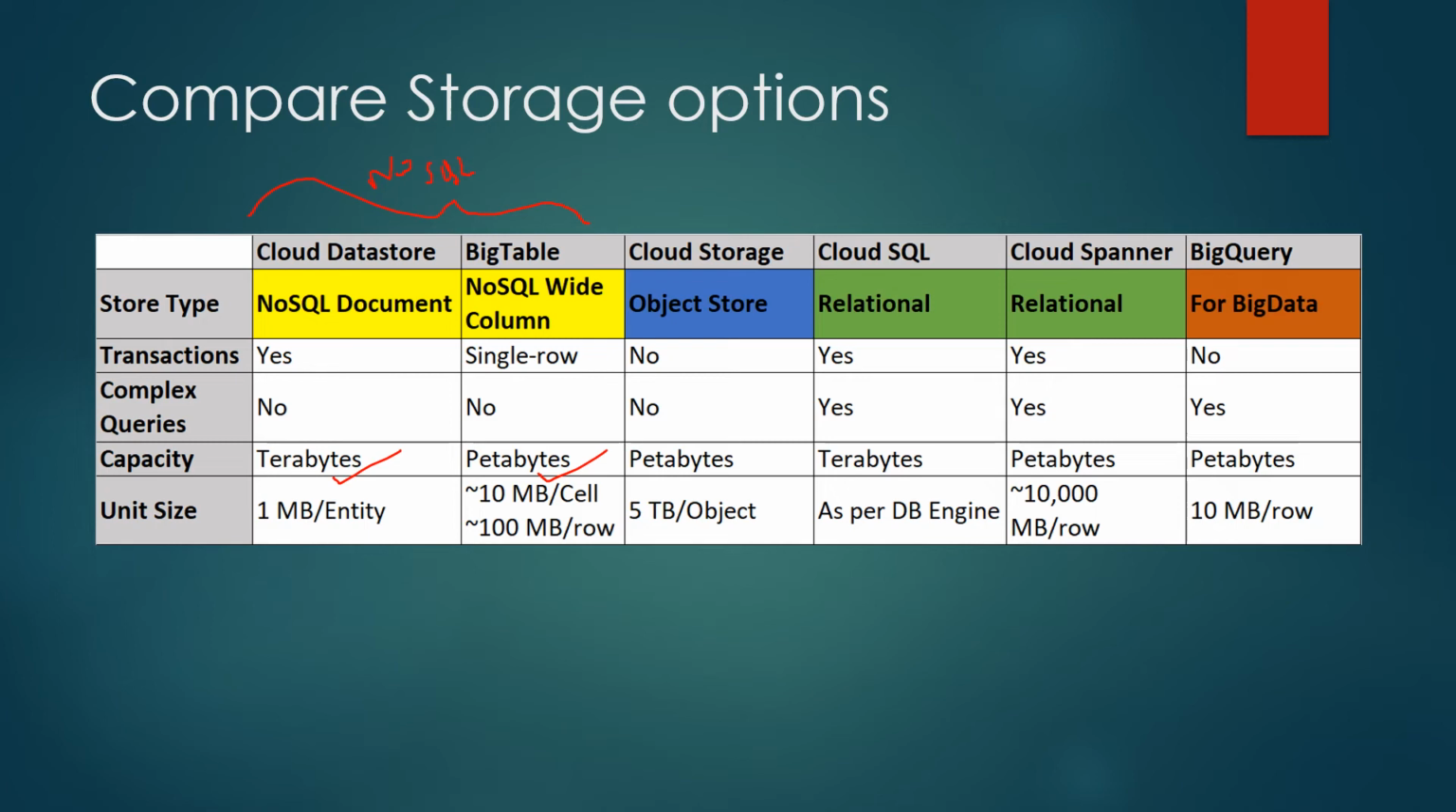Remember that transactions are supported in Cloud Datastore. When you are dealing with object storage, we have the Cloud Storage model, which is an object store. When it comes to RDBMS, we have two options: Cloud SQL and Cloud Spanner. When you are dealing with petabytes of data, Cloud Spanner is more preferred. When you're using terabytes of data, the Cloud SQL service is more preferred.